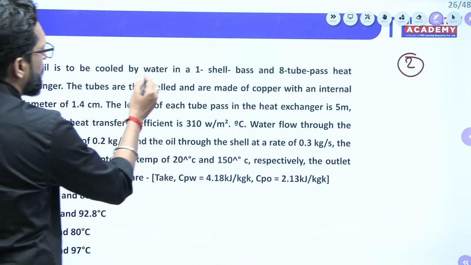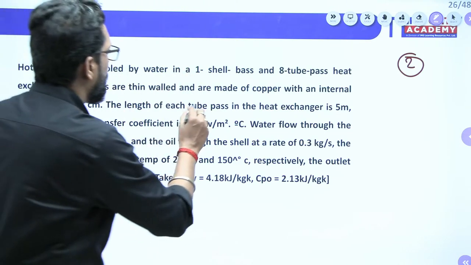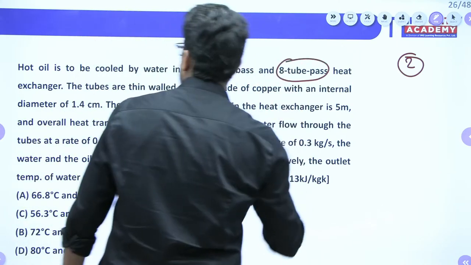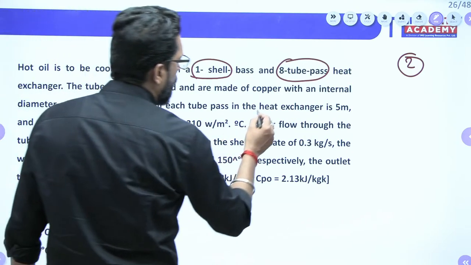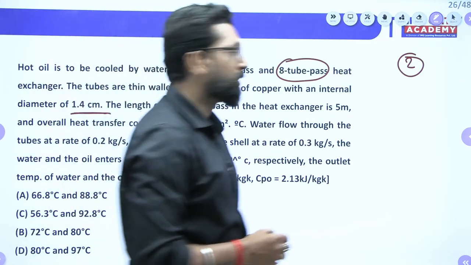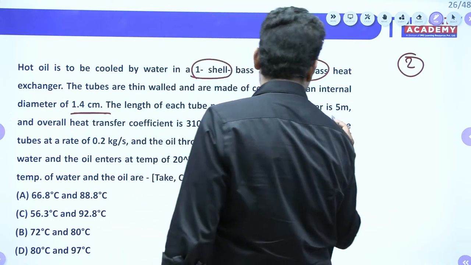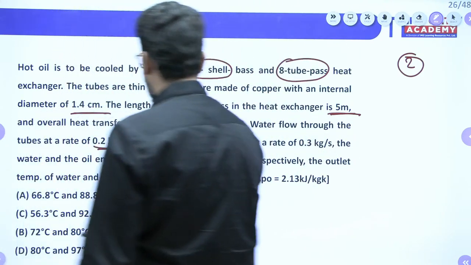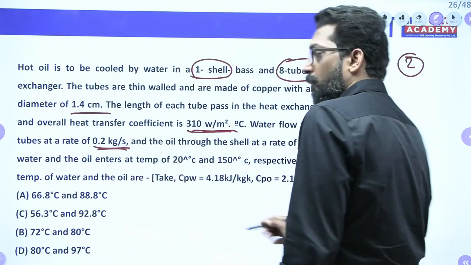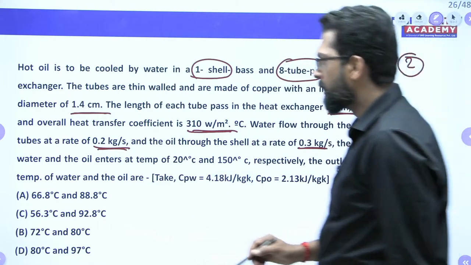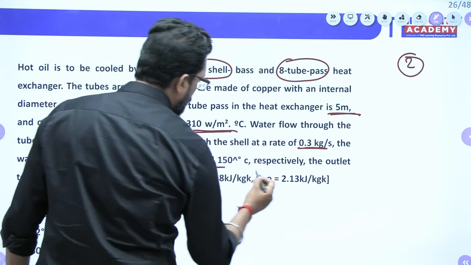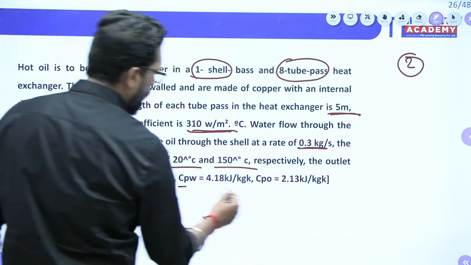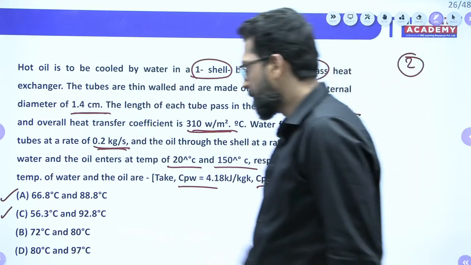So a hot oil is to be cooled by water in a shell and tube heat exchanger, in which there is one shell and 8 tube passes. The tubes are thin-walled and made of copper, with internal diameter 1.4 centimeter. The length of each tube pass of the heat exchanger is 5 meter. The overall heat transfer coefficient is also given. Water flows through the tubes at a given mass flow rate, and the oil through the shell at its given rate. The water and oil enter at 20 degree centigrade and 150 degree centigrade respectively. You have to find the outlet temperatures of water and oil. Cp of the water and Cp of the oil are given. Okay, no problem, so we just find it.